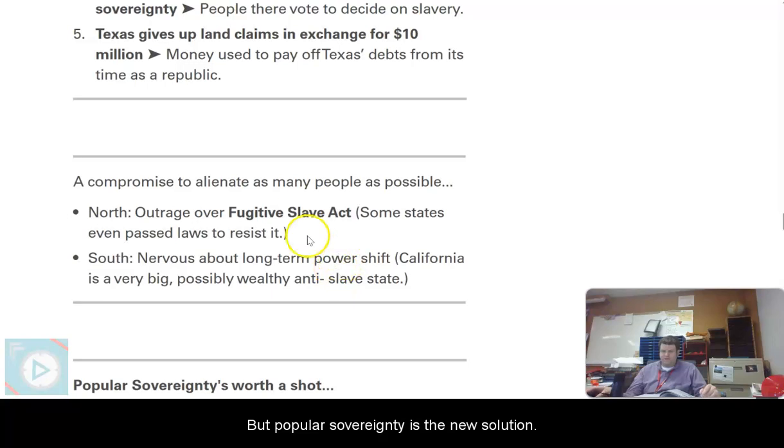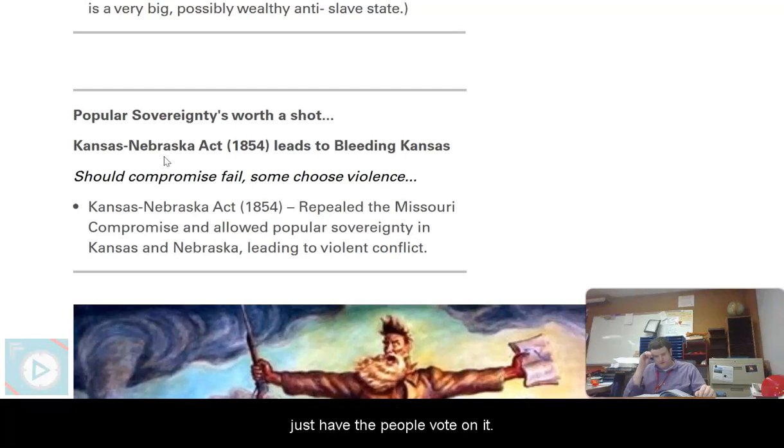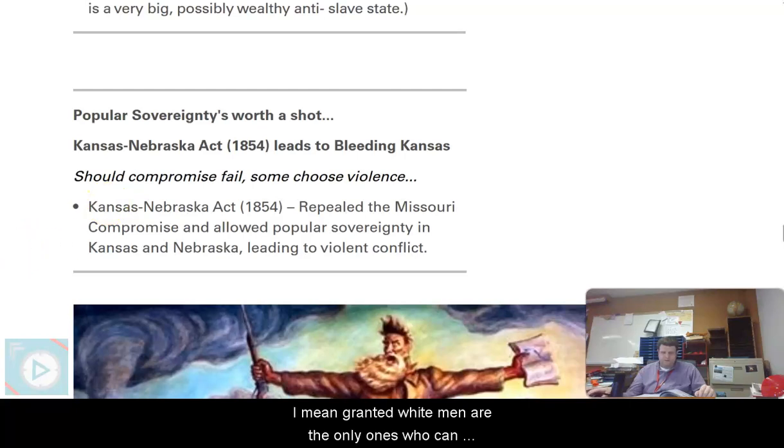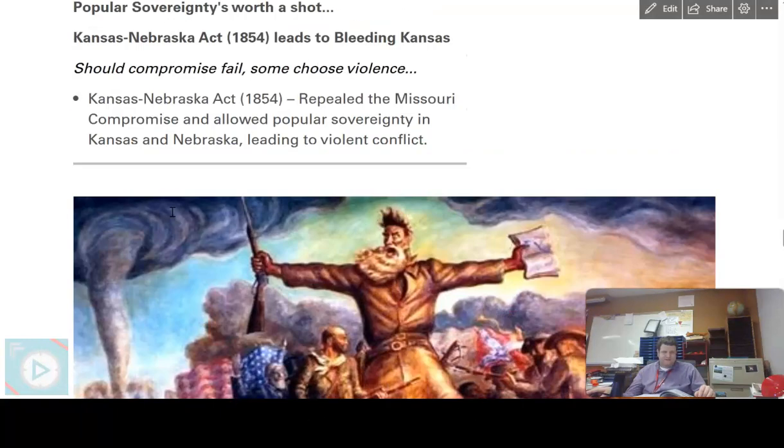But popular sovereignty is the new solution. If the federal government can't figure it out, it goes to the states or the territories. And the Kansas-Nebraska Act of 1854 is going to say, let's just have the people vote on it. I mean, granted, white men are the only ones who can vote in most cases, but still, we'll talk about suffrage in future units and activities. But anyways, the problem with popular sovereignty as a decision is this leads to something called Bleeding Kansas.